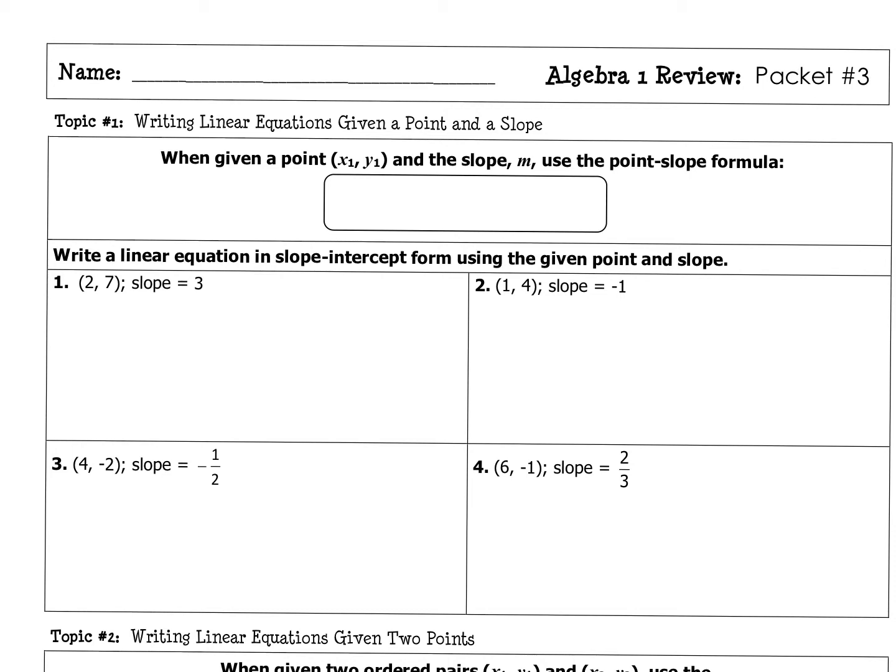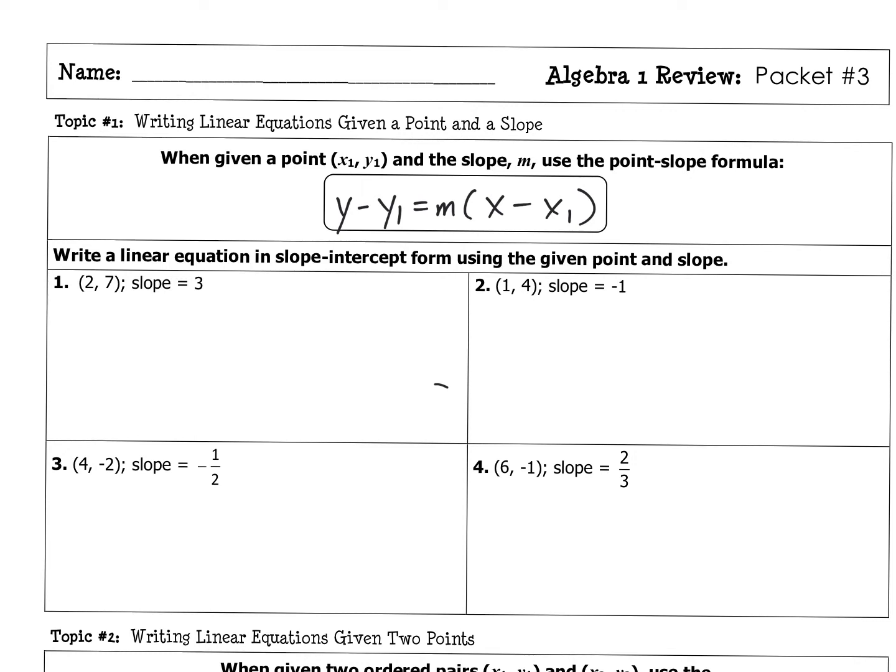Starting out here, we're reviewing Unit 4, linear equations, starting with writing linear equations. So let's go ahead and get started. When given a point (x1, y1) and the slope m, use the point-slope formula. The point-slope formula is y minus y1 equals m times (x minus x1).